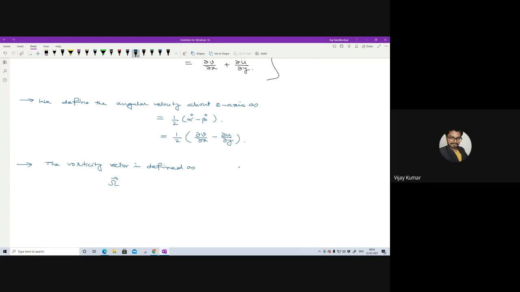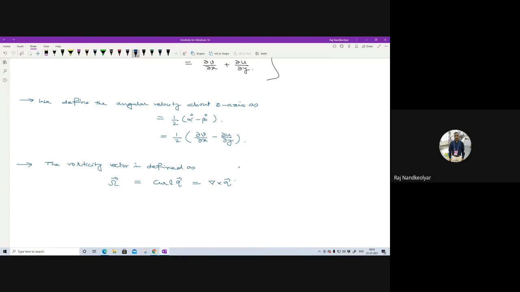Omega. Small omega, or perhaps capital omega, is what we generally use for the vorticity vector. So this vorticity vector is actually the curl of q vector. Curl of q means the vorticity vector measures the rotationality in the velocity vector.